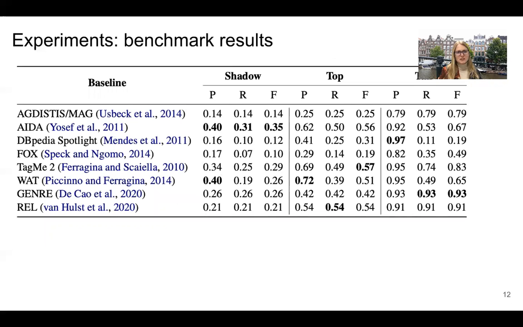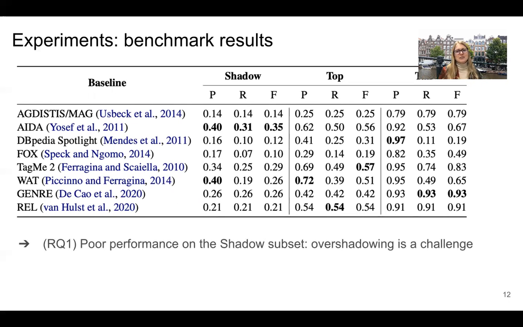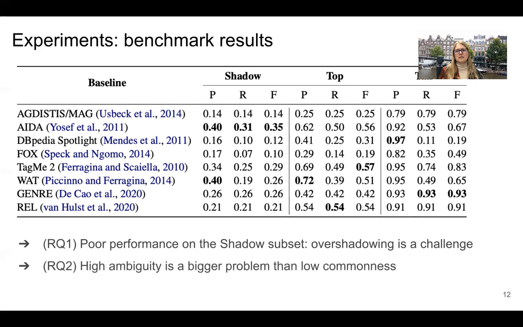First, we did some benchmarking. We used GERBIL, the framework for evaluating entity linking and disambiguation. And we also added 2 modern systems, GENRE and REL. And we see that the shadow subset, the uncommon one, is also the most challenging one. So it looks like overshadowing is indeed a problem. And we also see that on the tail entities, the systems perform quite well. So low commonness by itself is not a big problem. Higher ambiguity in combination with low commonness is a bigger problem.